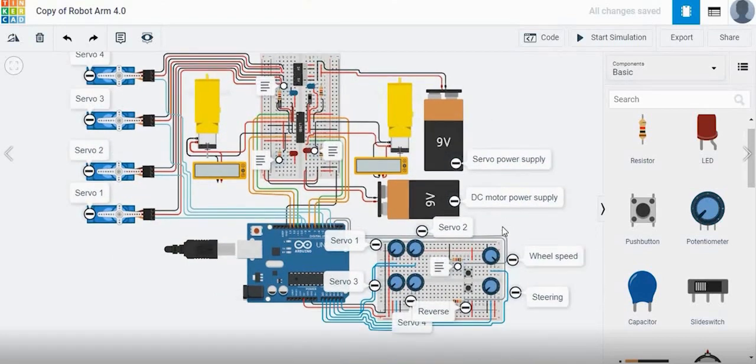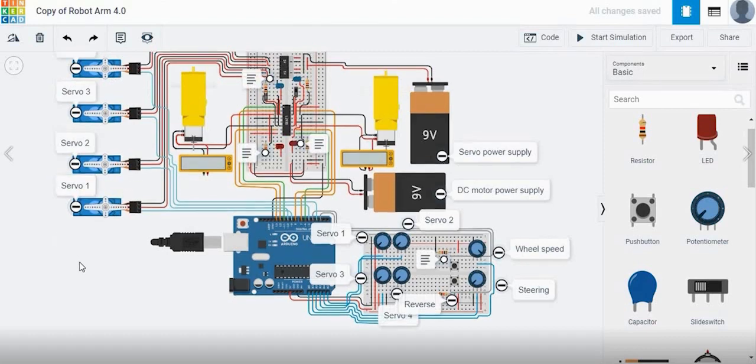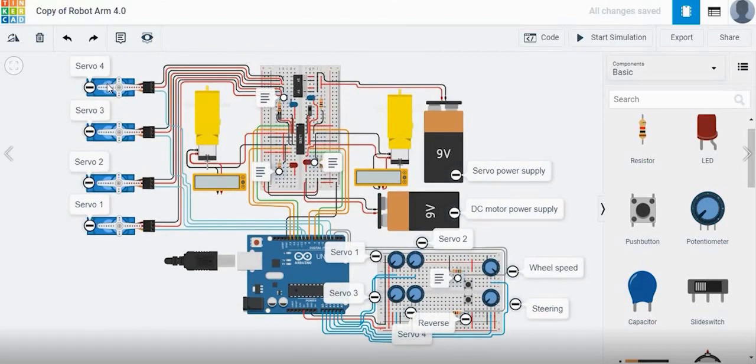And Arduino, we use Arduino Uno for our project because Arduino is much easier compared to other microprocessors in terms of coding the microprocessor itself. And for the servos, we use them for the robotic arm mechanism, which is servo 1 for joint 1, servo 2 for joint 2, and servo 3 and 4 for the robotic claw.